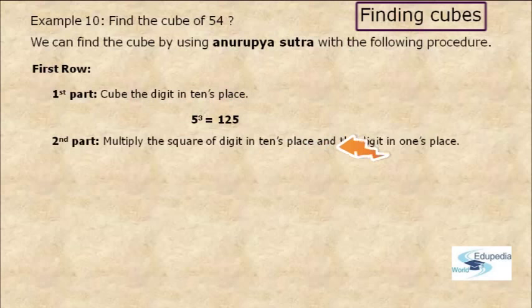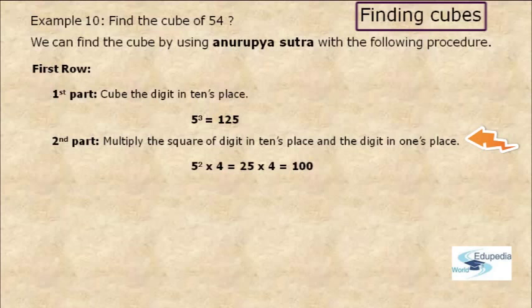Now coming to the second part, we have to multiply the square of the digit in tens place with the digit in ones place. So here in the number 54, we are having 5 in tens place and 4 in ones place. By squaring the number 5, we will get 5 square, and by multiplying with the number 4, we will get 5 square into 4 is equals to 25 into 4, which is equals to 100.